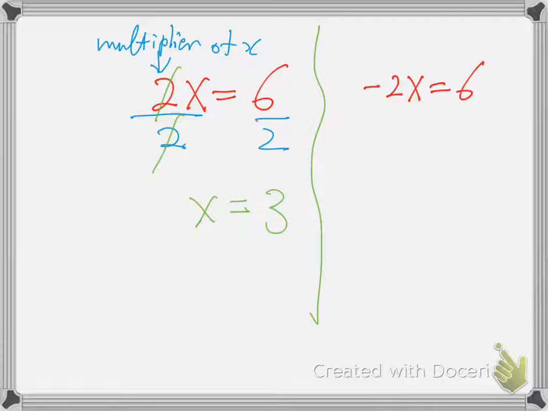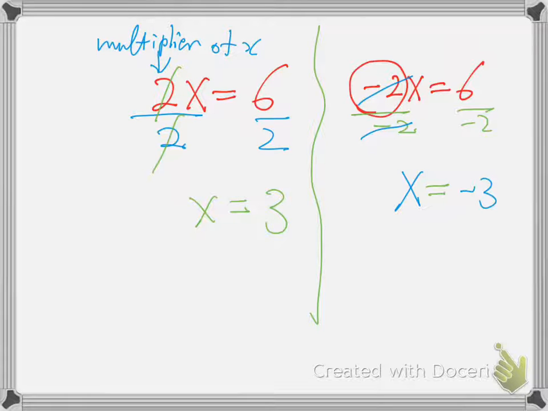If this is negative, so this is negative 2x is 6, what's the multiplier? This whole negative number is the multiplier of x. So the multiplier has the sign and the number. Negative 2x means negative 2 times x. So the multiplier is negative 2. We divide both sides of the equation by the same number, so we get a new equation. Negative 2 and negative 2 cancel. x on the left, 6 over negative 2 is negative 3. So it's the addition step, move step, or division step.